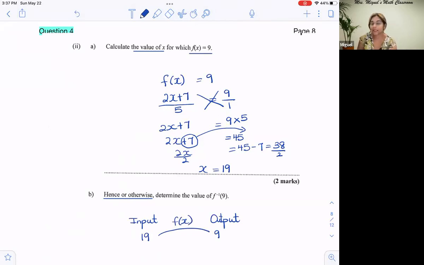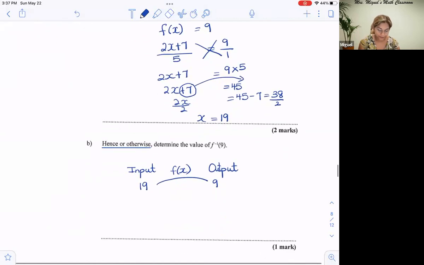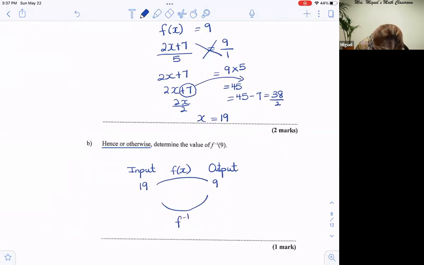Just like you put in something in your computer and you generate an output, the function does the same thing. The input is the domain, which is x, and the f of x is the range, or the y. They are asking you for the inverse. So the inverse performs the opposite operation, and it's only 1 mark.